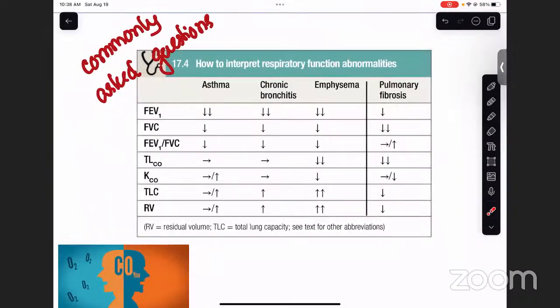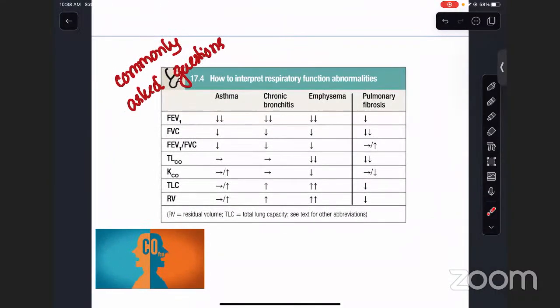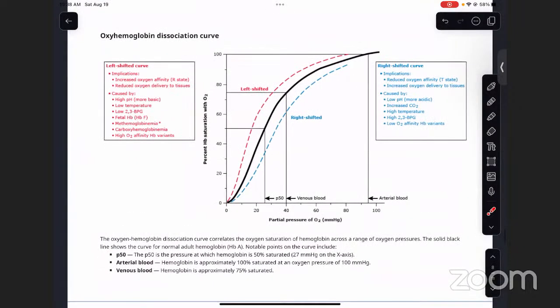Okay, so let's talk about it in best of 5 questions. Here is also very important in the MRCP exam. Not only the respiratory system, it can be as in basic medical science, like biochemistry sections. Okay, this is our oxyhemoglobin dissociation curve.